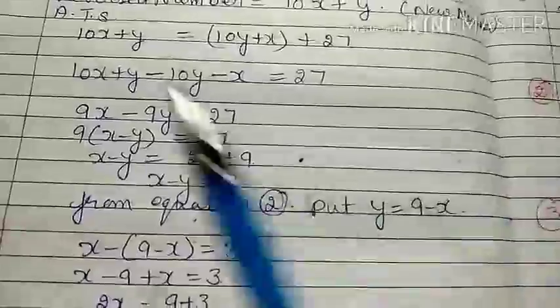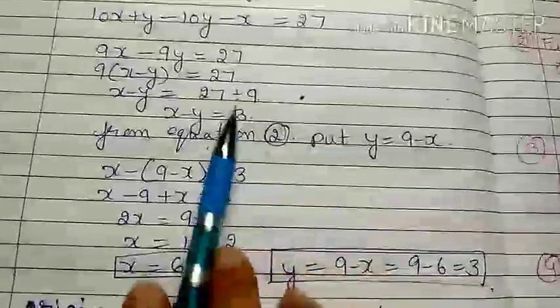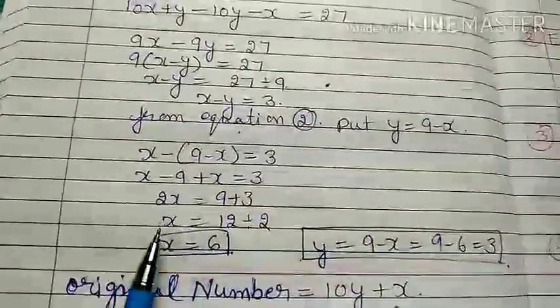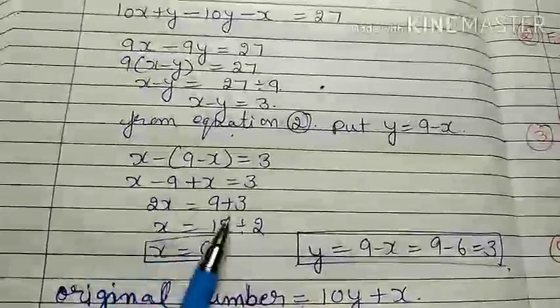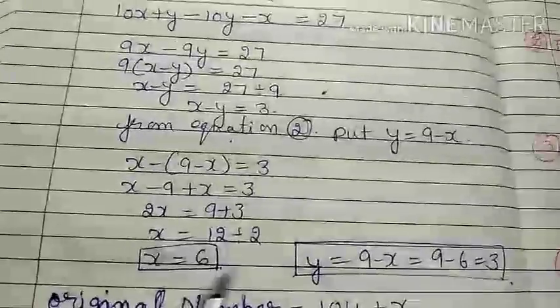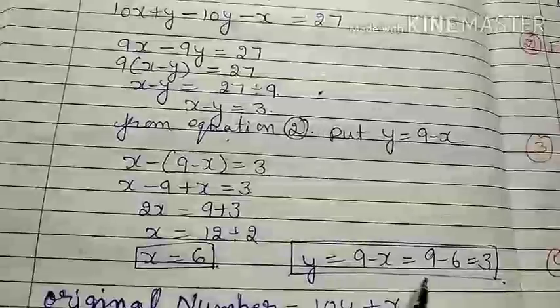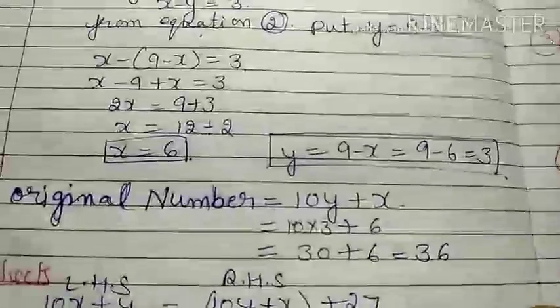In your first equation, y is equal to 9 minus x, you just substitute that here in this equation, y is equal to 9 minus x, from your starting equation. Then you try to find the x value. I find the x value like 2x is equal to 9 plus 3, x is equal to 6. This same value 6 I substitute here to find the y value. Then 9 minus 6 gives me 3. That means my x digit is 6 and y digit is 3.